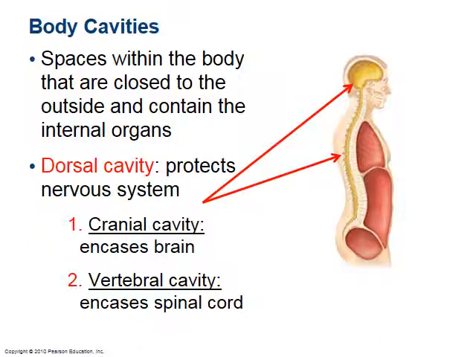Body cavities. Again, we divide the body up into dorsal cavities, which is here in gold, and then we're going to see the ventral cavities, which are in red. These are subdivisions. The dorsal cavity is made up of two subdivisions. One is called the cranial, and one is called the vertebral, or you can call it the spinal as well. Some people call it the spinal cavity.